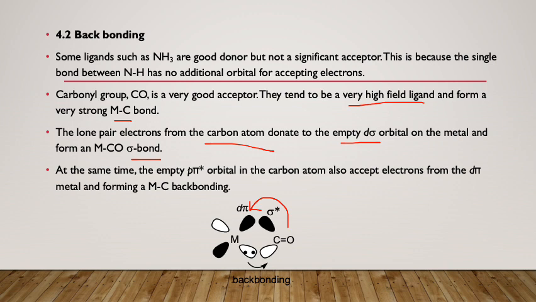At the same time, the empty p pi orbital in the carbon atom accepts electrons from the d pi orbital of the metal and forms a back bond here. You can see there is a sigma and also a pi bond. So the empty pi orbital here accepts 2 electrons from the metal, thus forming a bond. This is what we call the back bonding phenomenon.